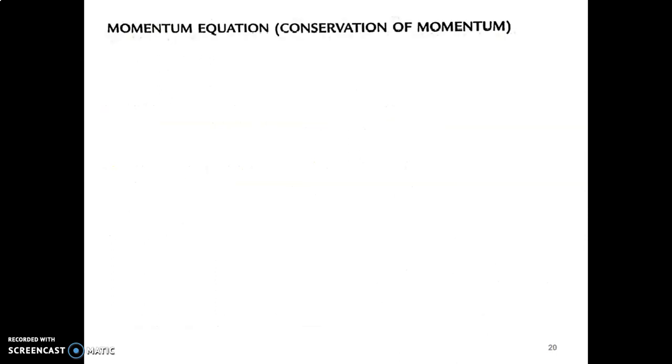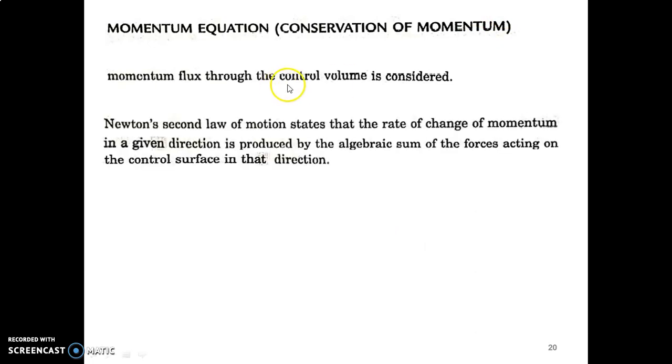In the same manner, we can derive the rate equation for momentum, which is known as the momentum equation. It is otherwise known as conservation of momentum. Okay, let's see what we have to do. Momentum flux through the control volume is considered. Here we will consider the momentum flux, that means momentum per time, per second. Momentum per time is considered to be the momentum flux.